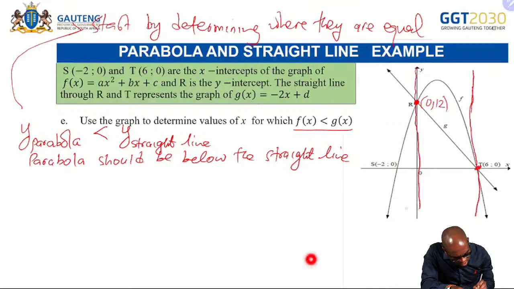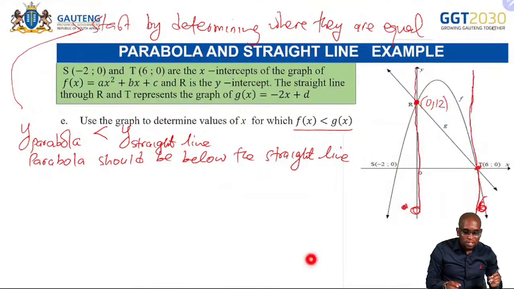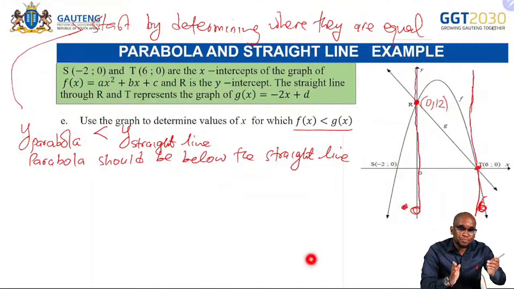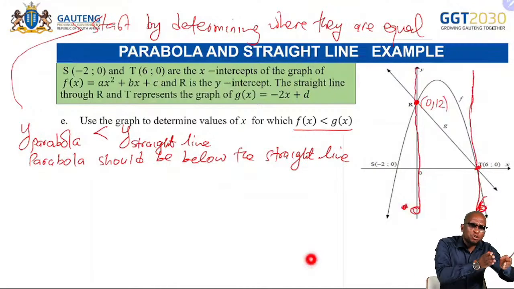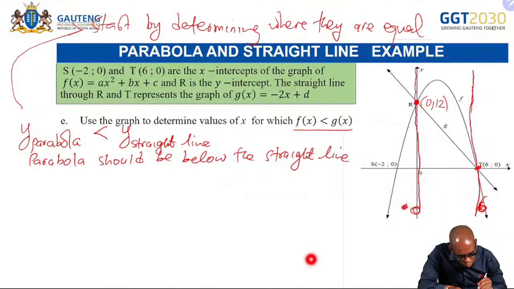Now remember, these lines represent my critical values. The critical value here is 0 and the critical value here is 6. The critical value on my left hand side is 0. The critical value on my right hand side is 6. So I am now going to check on the left hand side of my vertical line. Check which graph is above.